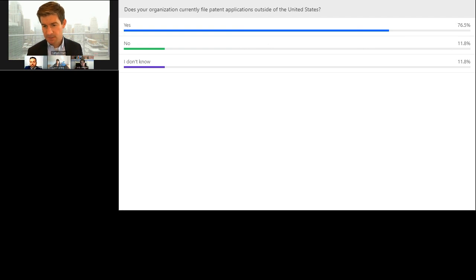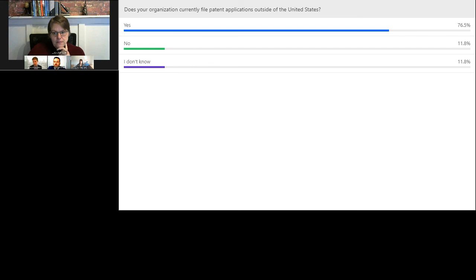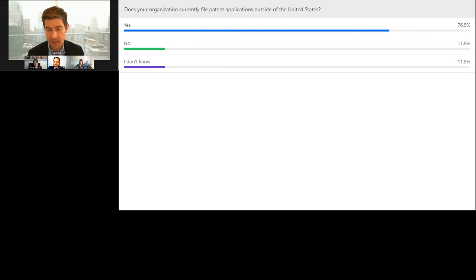All right, it looks like the vast majority, about 78%, file applications outside of the United States. And I'm assuming that based on our attendance, most of the folks, but not everybody, are based in the United States. I know we have several folks who are European based or elsewhere throughout the world joining us today. So that may have an impact on that number, but 78% file outside the US. So relevant discussion for everybody here.